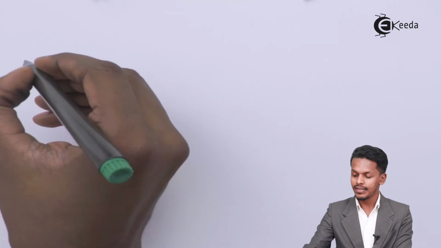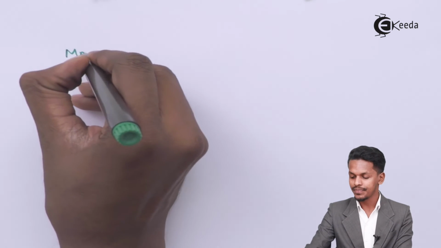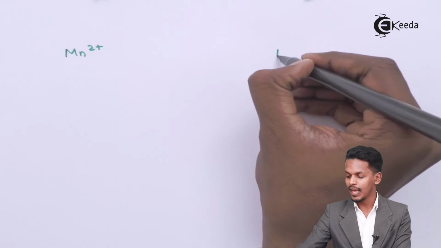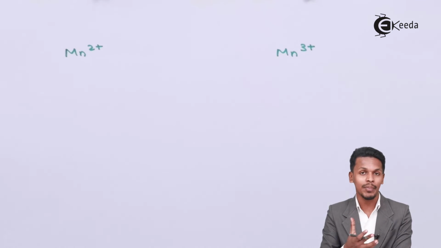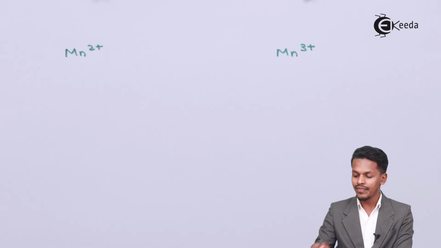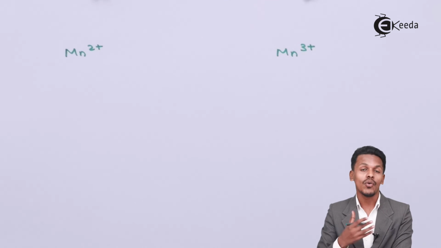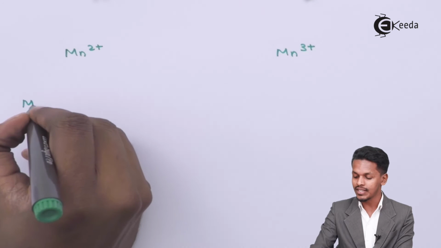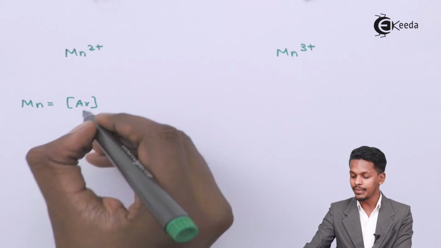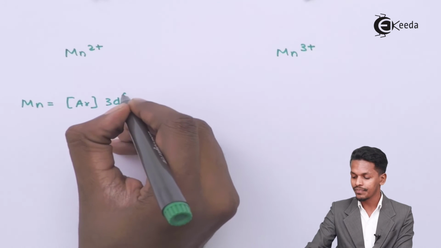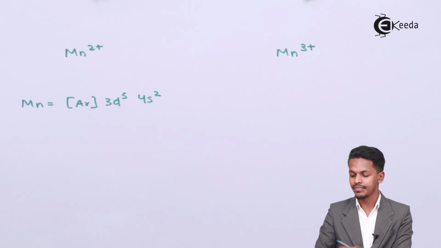Let me discuss the first one, that is, which one would be more stable. If we compare the electronic configurations of Mn2+ and Mn3+, these are the two ions whose stability I am going to discuss. For that, we should understand the electronic configuration of manganese, which is argon 18, 3d5, 4s2.